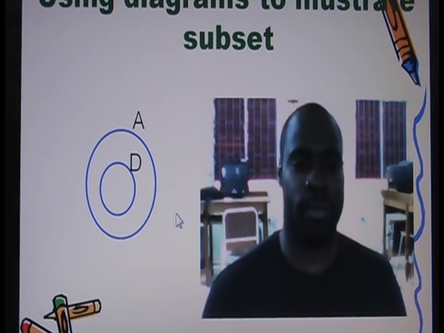Okay, so he was saying that set D is in set A.